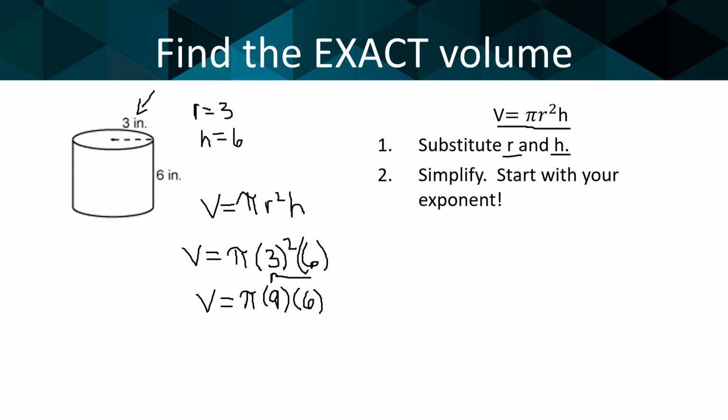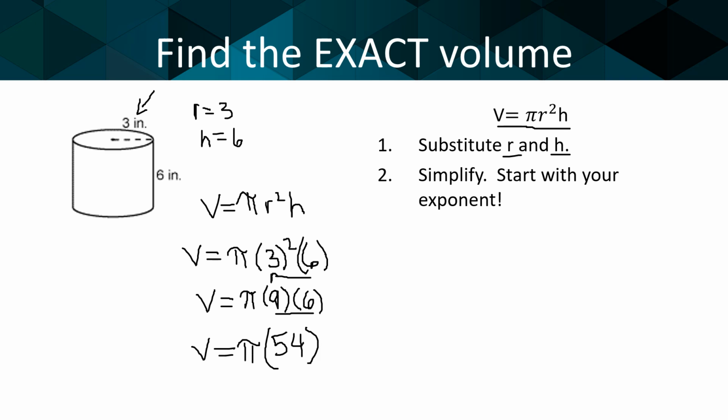All right, now we have volume equals pi times 9 times 6. Last step is to simplify our 9 times 6. And 9 times 6 is 54. And that's being multiplied by pi.